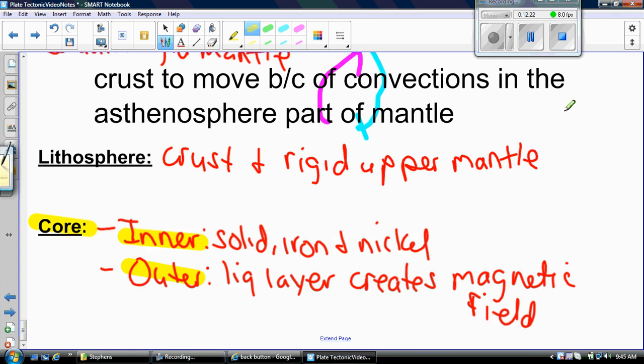Okay, so hopefully after today you've got a better idea of some of the ways that we can support that our continents move, and now you've got a better idea of what's underneath the earth's crust, what it looks like, and kind of why our continents move.